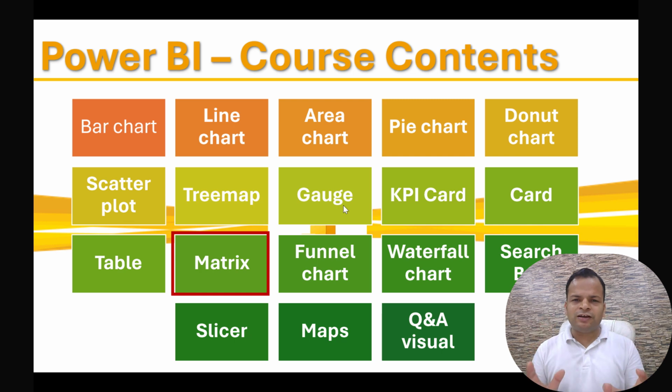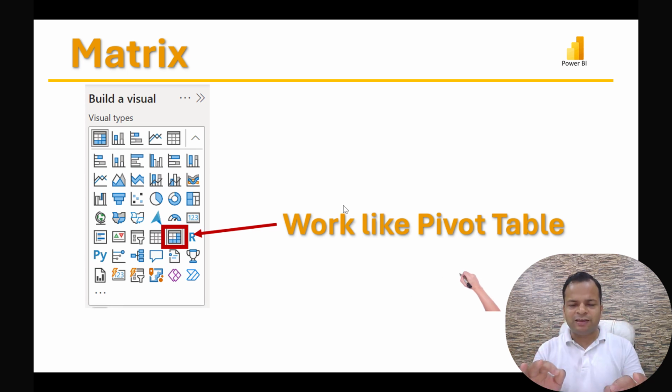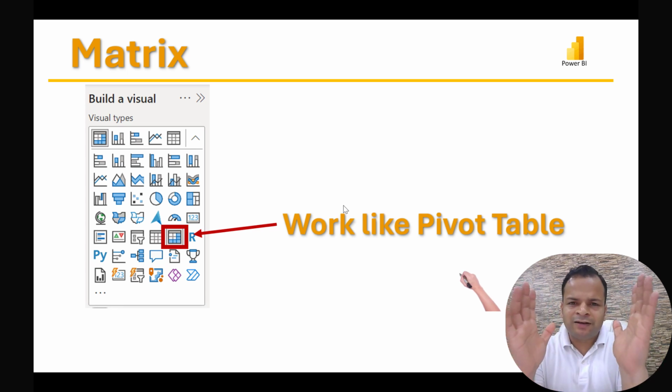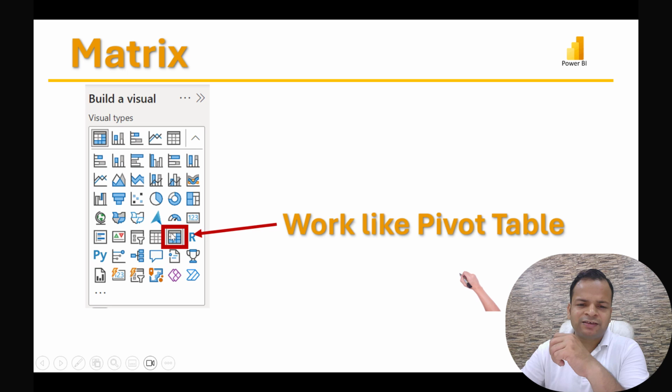So in this video, we are going to learn about the matrix visual of Power BI. Now what does a matrix do in Power BI? Whenever we are talking about a matrix in Power BI, a matrix means a pivot table. Yes, a matrix means a pivot table, and you will see on the screen this is the symbol of matrix, and this is going to work like a pivot table.